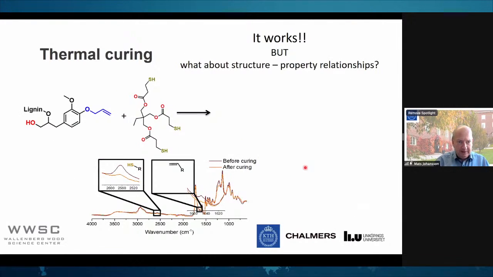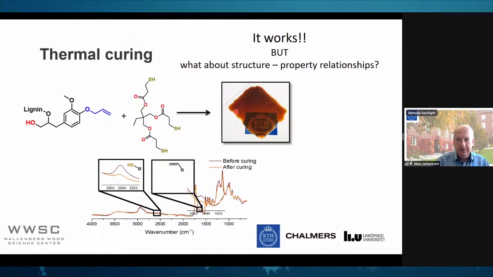So the question then: can we polymerize this together with a thiol as before? And yes, we can do that. There should be a peak here. I'm not sure why it disappeared, but we can see that we can convert the thiols and the alkenes to form a thermoset network. The question now arises, how do the properties of this polymer relate to the structure?